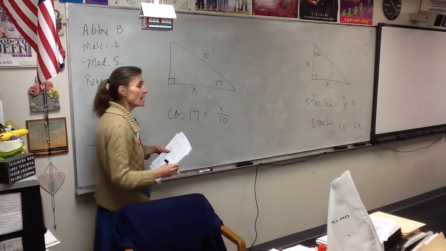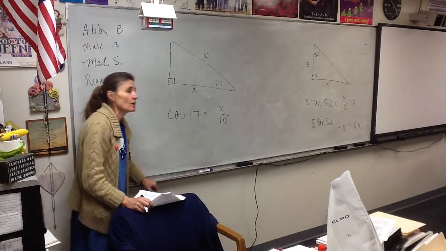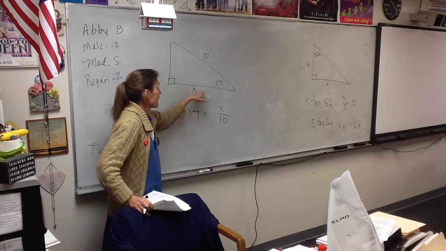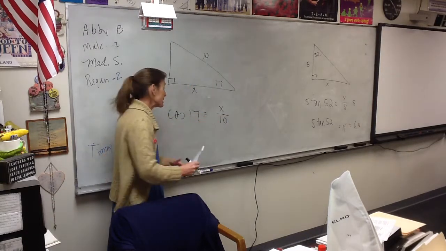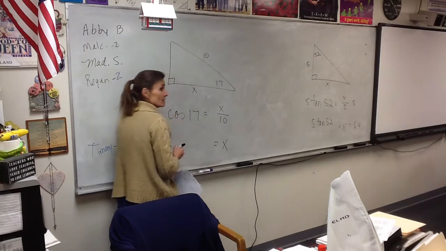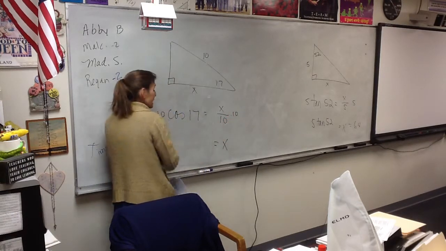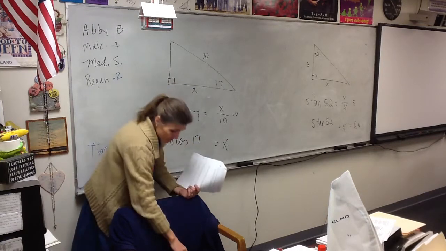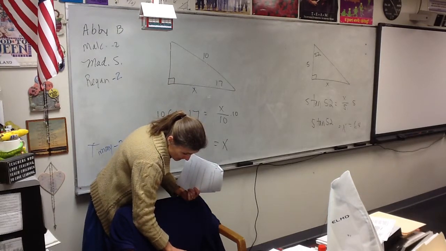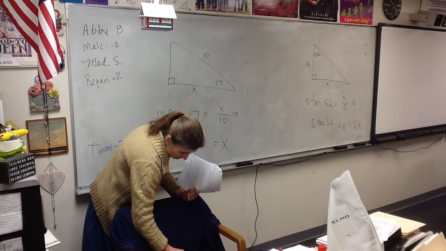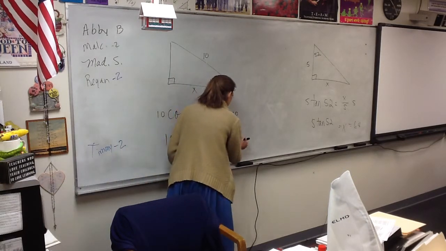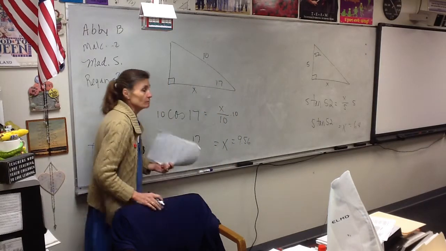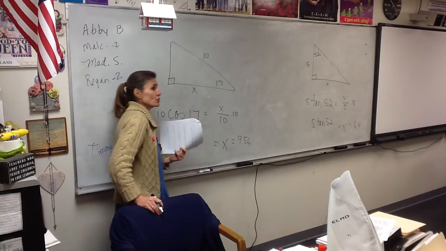Perfect. Cosine 17 equals x over 10. Now I need to know what x is, so I'm going to multiply both sides by 10. So 10 cosine 17. Tim, what did you get as an answer? 9.56. Yep, 9.56 if we rounded to 2 decimal places. Good job, Tim. Any question or issue with that?